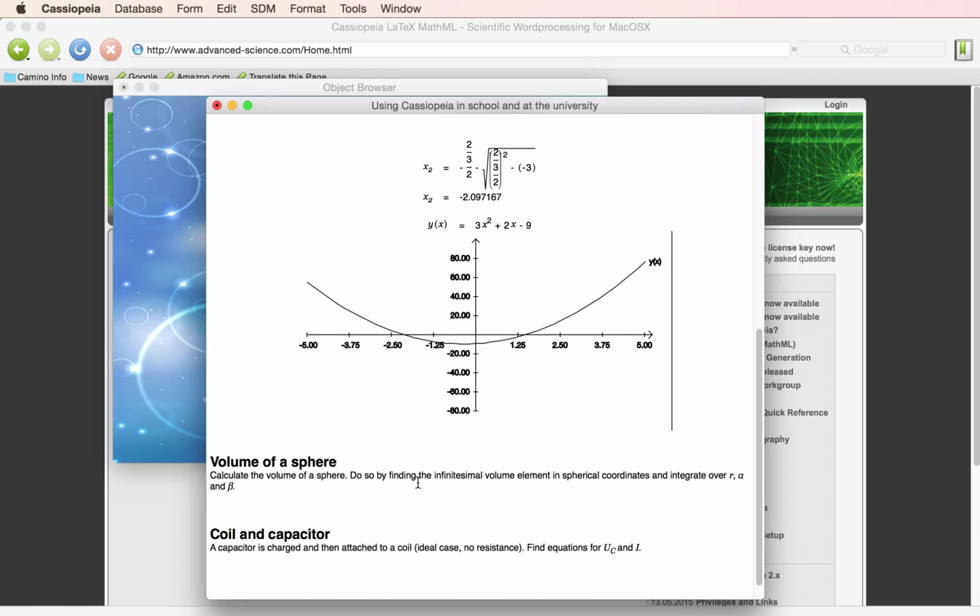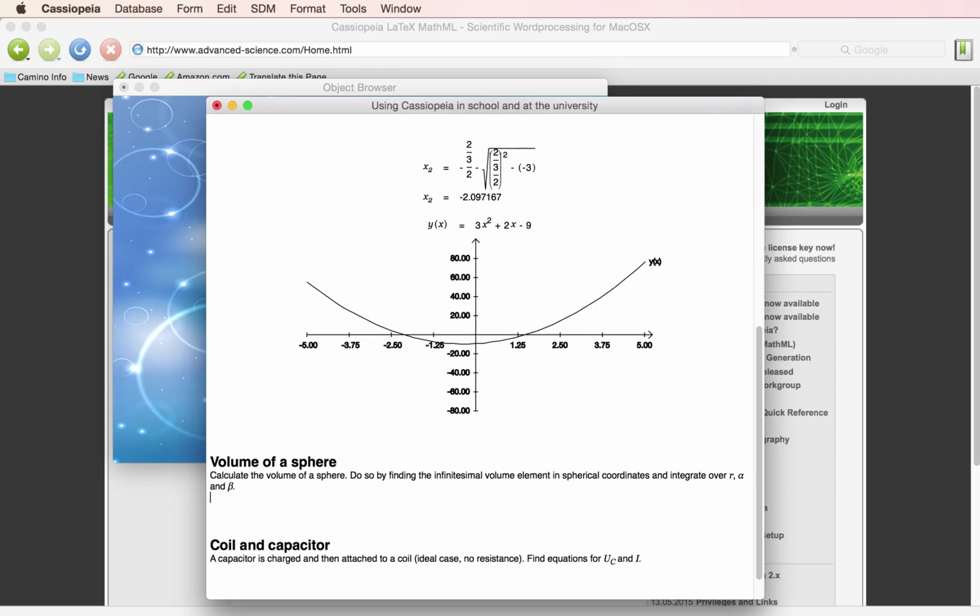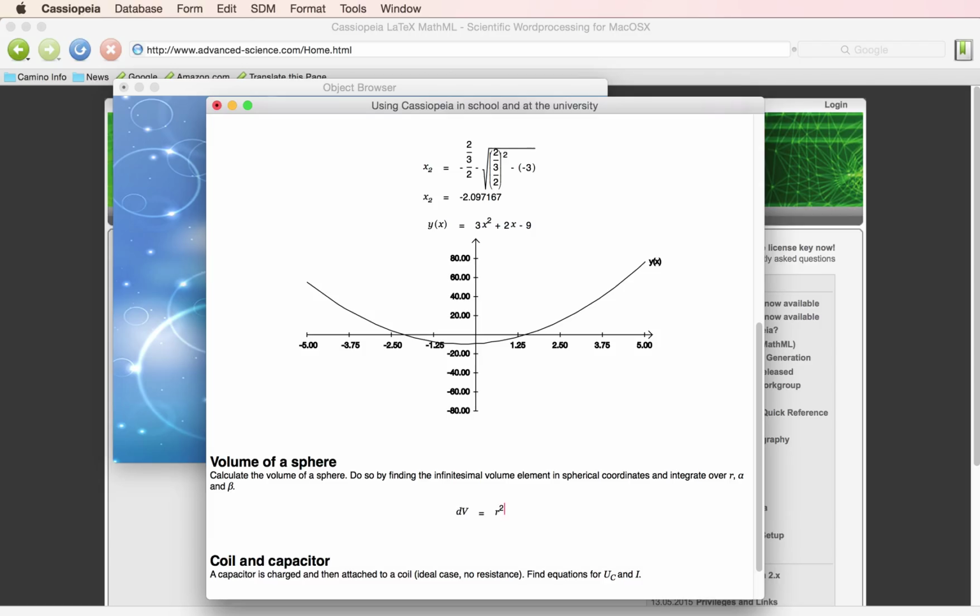Calculate the volume of the sphere. Do so by finding the infinitesimal volume element in spherical coordinates and integrate over r, alpha, and beta. Okay, let's see. We have r squared sine beta dt alpha dr for the infinitesimal volume element.